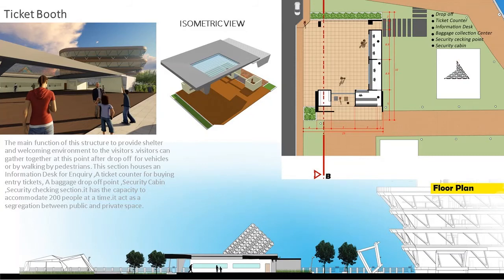The ticket booth. The main function of the space is to provide shelter and a welcoming environment to the visitors. So the visitors can gather together at this point after drop off from their vehicles or by walking. This building houses the enquiry desk, the ticket counter, the baggage drop-off point, and a security cabin and a security checking section. This section has a capacity to hold up to 200 people at a time. Next, there is an isometric view of this building shown, and there's a floor plan shown with dimension. Below there's a sectional view of the ticket booth.